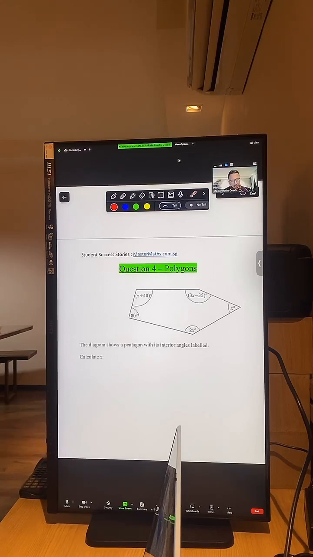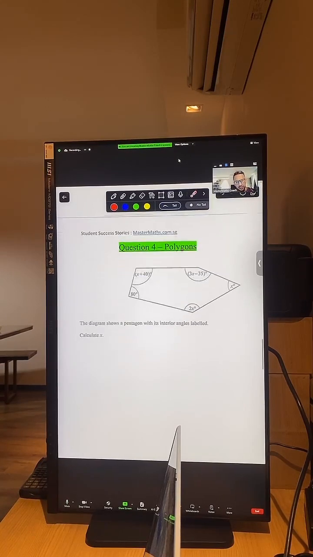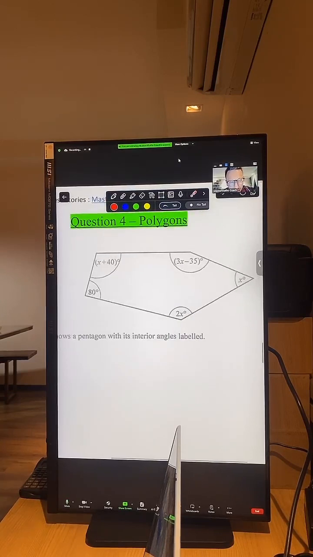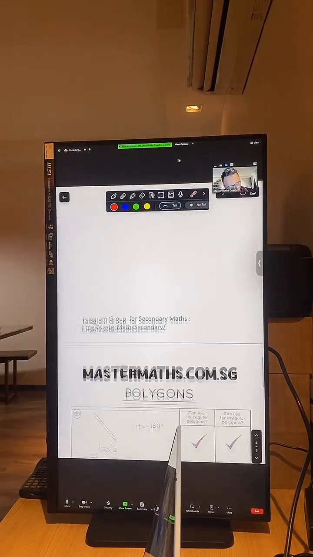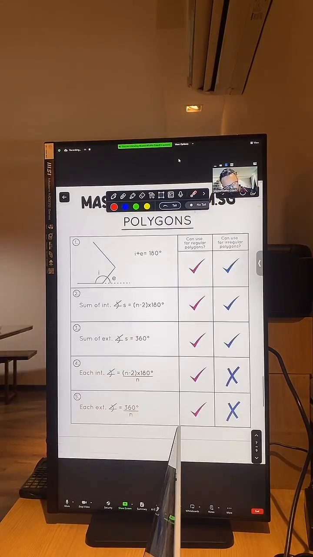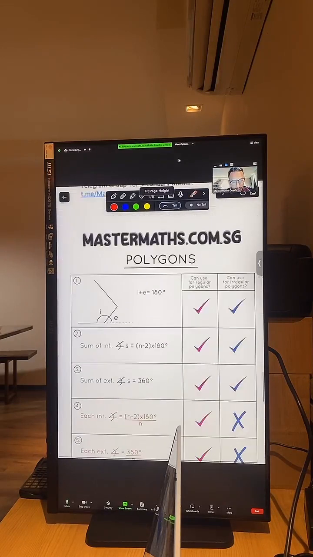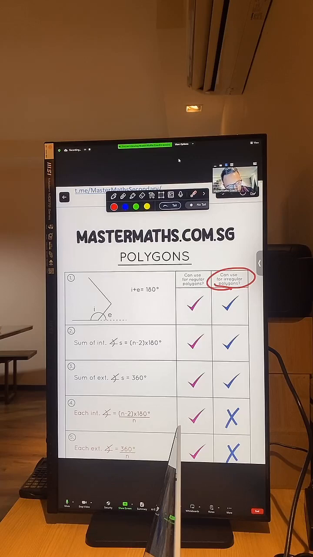Now, it says here that the diagram shows a pentagon. So again, a pentagon is a 5-sided figure, guys, with its interior angles labeled. Now, is this pentagon a regular pentagon? No, it's not. How do I know it's not a regular pentagon? Because the angles are all different. But we know that the sum of interior angles will still follow this formula here. Okay? Can we use it for irregular polygons? We can.